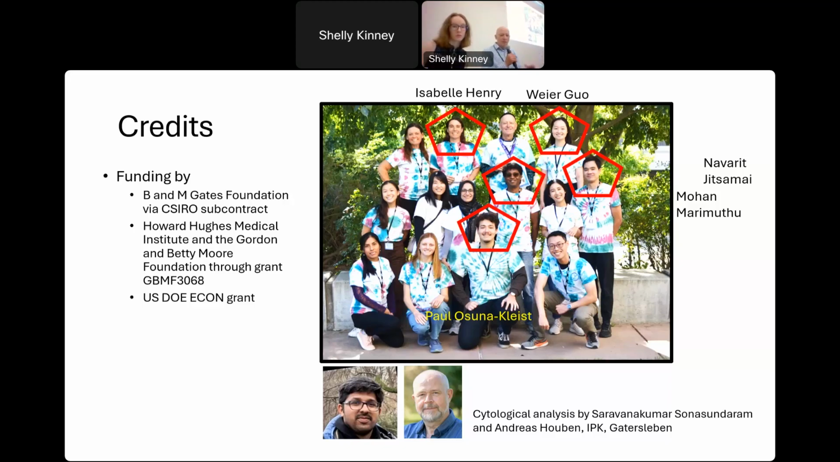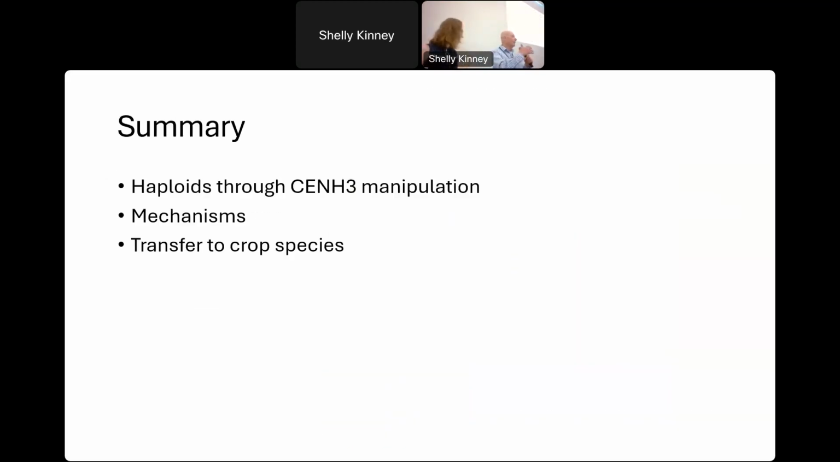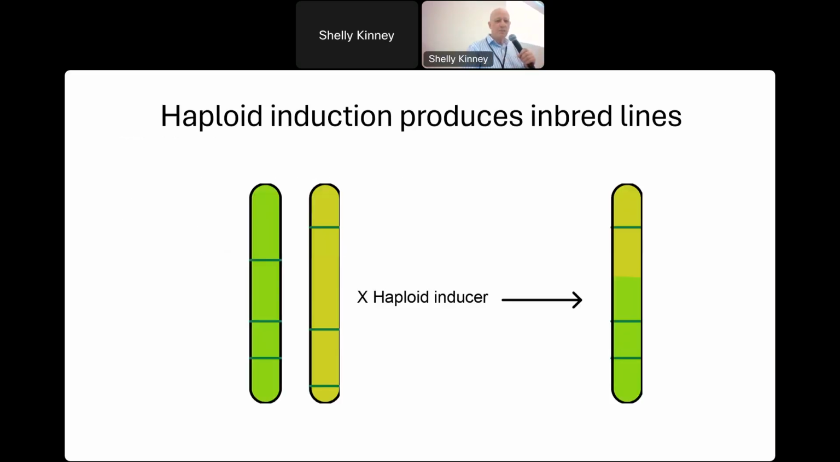Well, let me just gain some time here by telling you the summary of what I'm going to tell you. I'll give you an introduction on the molecular basis of haploid induction through SNH3. I'll talk about mechanism, and then I'll spend some time on how this technology that was discovered in Arabidopsis is turning out to be possible to transfer, but not easy to transfer to other species.